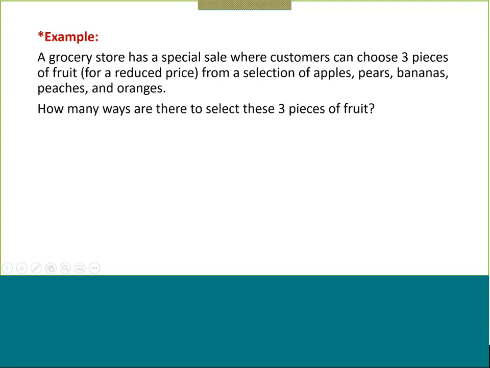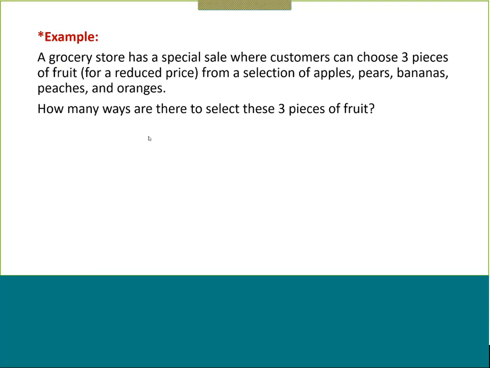You go in, you decide that you're going to take advantage of this discount, this sale, however they've priced it, that you want to go ahead and select 3 pieces of fruit from their selection. And we said that we arbitrarily picked 5 types of fruit: apples, pears, bananas, peaches, and oranges. Maybe it's because it's all the fruit they have. Maybe it's because those are the ones that they want to move quickly.